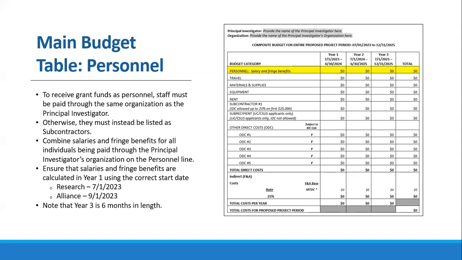Combine all the salaries and fringe benefits for all the individuals being paid through the principal investigator's organization on that personnel line and break it down by year. And then ensure that those salaries and fringe benefits in particular are accurate by year, making sure that again, for Alliance grants in year 1, you're budgeting for 10 months. And then in year 3 for both research and Alliance, that you're budgeting for 6 months.